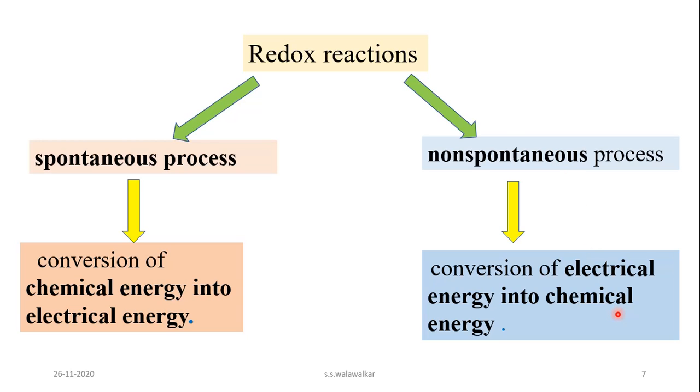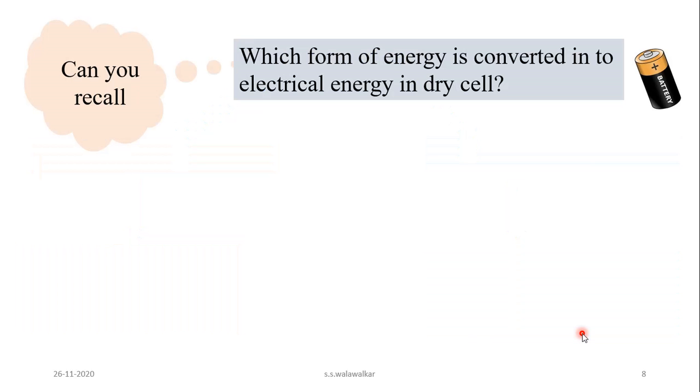Non-spontaneous process. Electricity is required for that particular chemical reaction to take place. So it is non-spontaneous. Remember that redox reactions are of two types: spontaneous and non-spontaneous. Spontaneous means those in which chemical energy is converted into electrical energy. And non-spontaneous means electrical energy is converted into chemical energy.